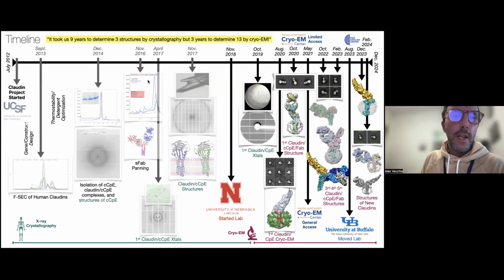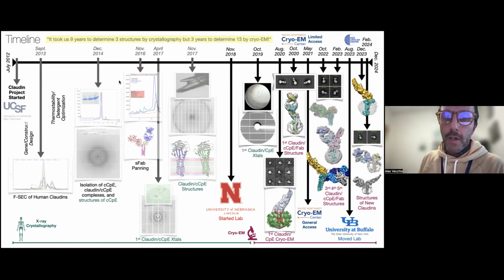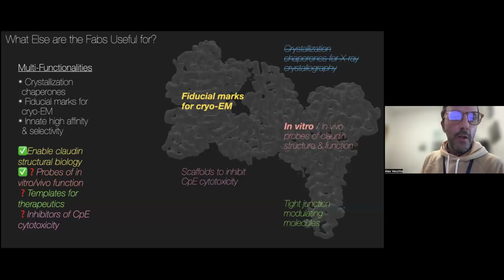And recently in a grant I wrote, I was immediately amazed, even though we kind of understood this. I wrote in the grant that it took us 9 years to determine 3 structures by crystallography, but 3 years to determine 13 structures by cryo-EM. And to me, it hopefully highlights the power of cryo-EM, but more importantly, having a foundation and tools to enable cryo-EM. And so that's what I'll talk about now.